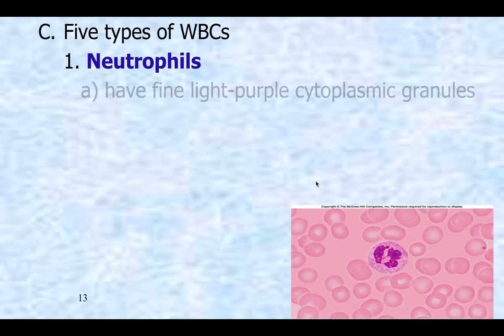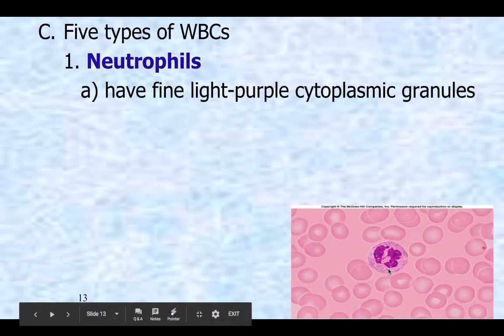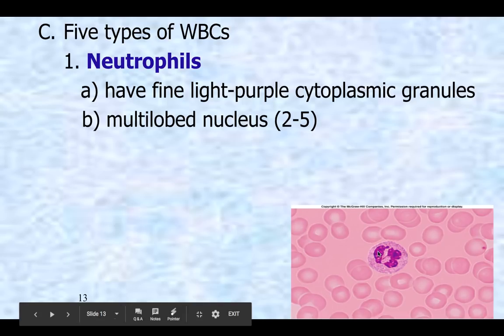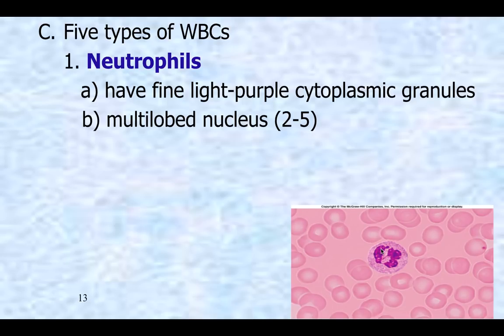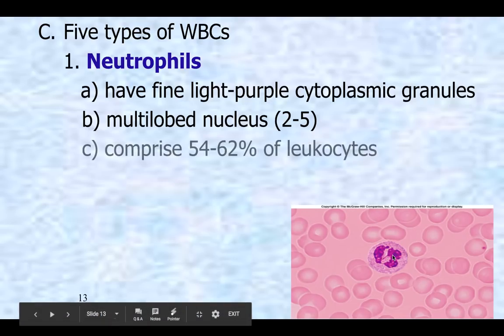So neutrophils are distinguished by light purple cytoplasmic granules. If we look in here, all this light area where my cursor is in this picture has little granules in it. But then I see the nucleus, which is dark purple, and it has 2 to 5 lobes. And I see 3 here, 1, 2, 3, and they are connected by these little fibers.